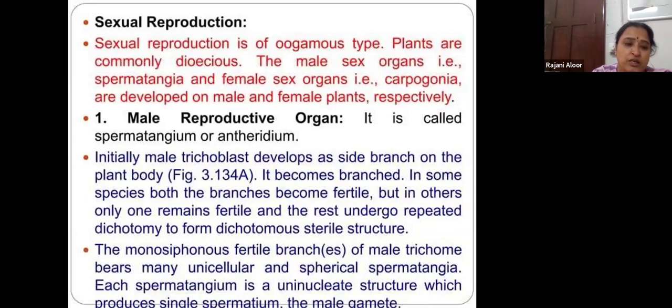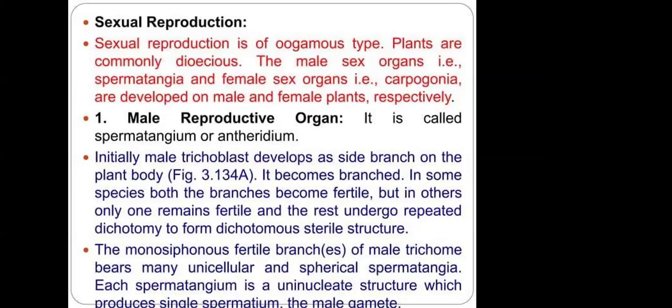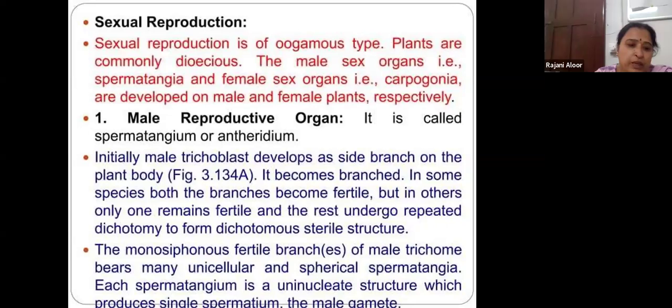Now coming to sexual reproduction. Here, sexual reproduction is of the oogamous type, which is the most important point. Plants are commonly dioecious. What is the name of the male sex organ? Spermatangia. The female sex organ is called carpogonia. These are developed on male and female plants respectively. The male reproductive organ is called spermatium or antheridium, but we can call it spermatium only.